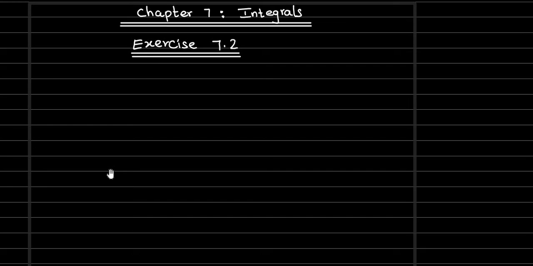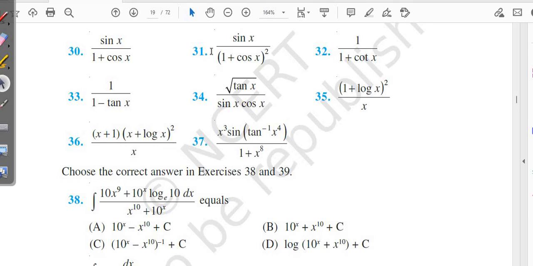In this video, we are going to see CBSE Maths Grade 12 Standard Chapter 7 Integrals Exercise 7.2. Already in the last videos, in Exercise 7.2, we have seen the solutions up to the 31st sum. Now we are going to see the solution of the 32nd one. What is the given function? 1 by 1 plus cot x.